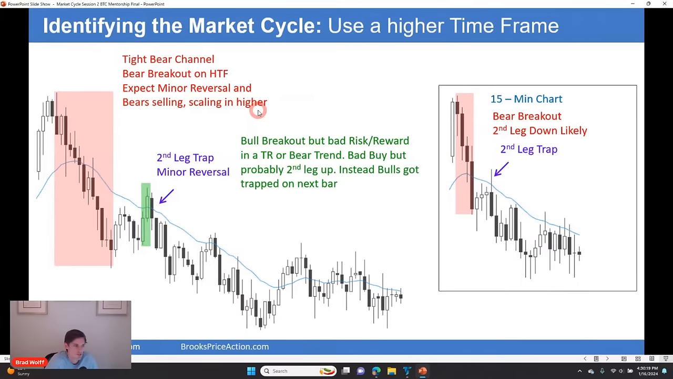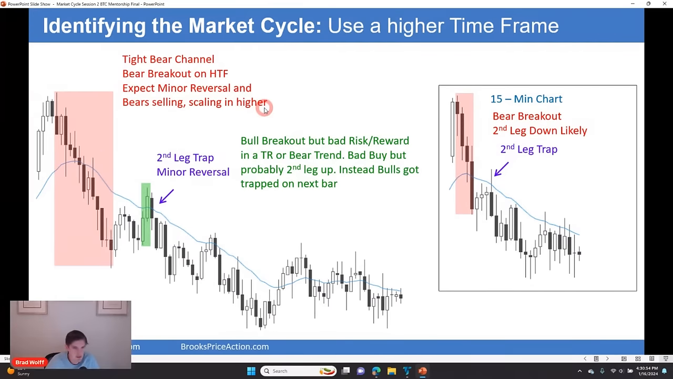So what's one way we can identify the market cycle? An easy way is look at a higher time frame. Now, why is that? Who can tell me why looking at a higher time frame makes sense? Why would we look at a higher time frame to understand the market cycle? I hinted at it earlier, and it has to do with major and minor surprises. So who can tell me? It's a fractal world. That's a great example. So great job.